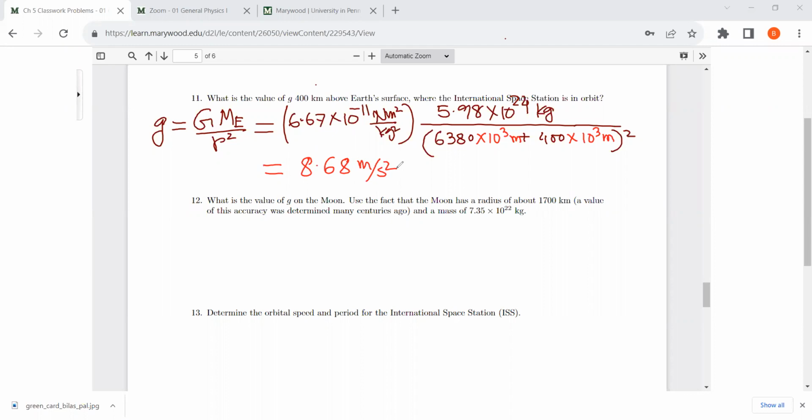So the acceleration of gravity due to Earth's gravity inside the space station is 8.68 meter per second square. All right, now let's use the same equation to determine the gravity on the moon. So again it is this equation.